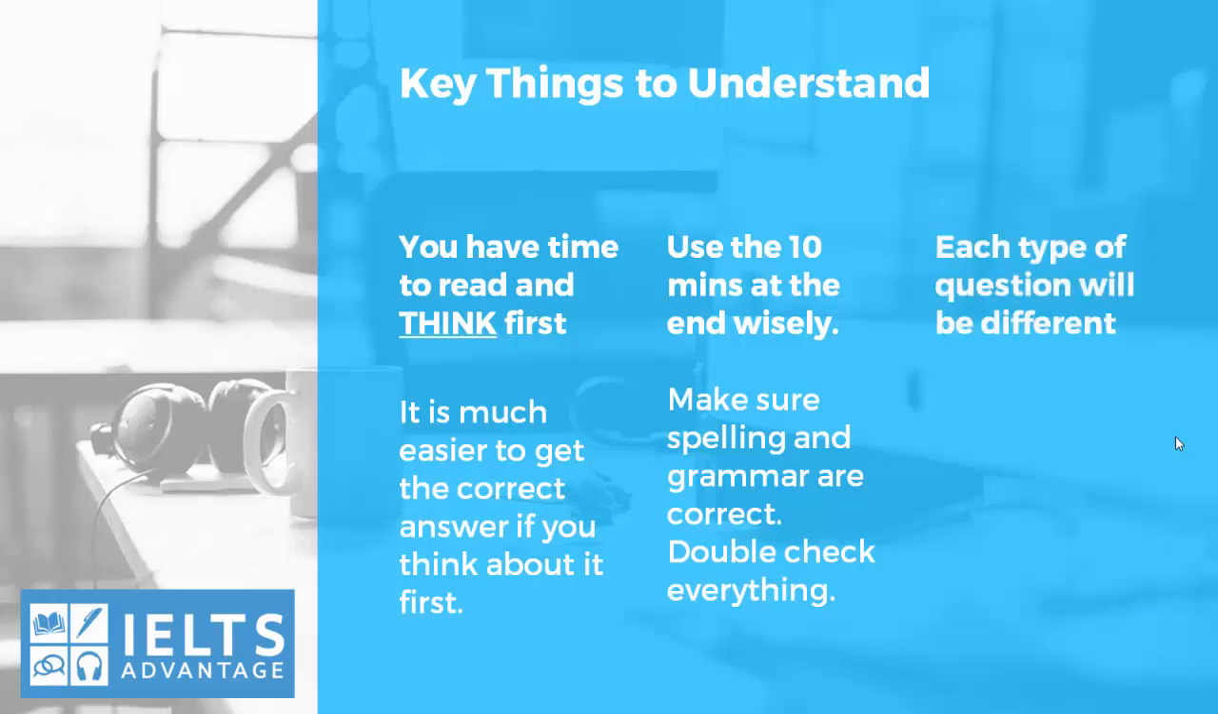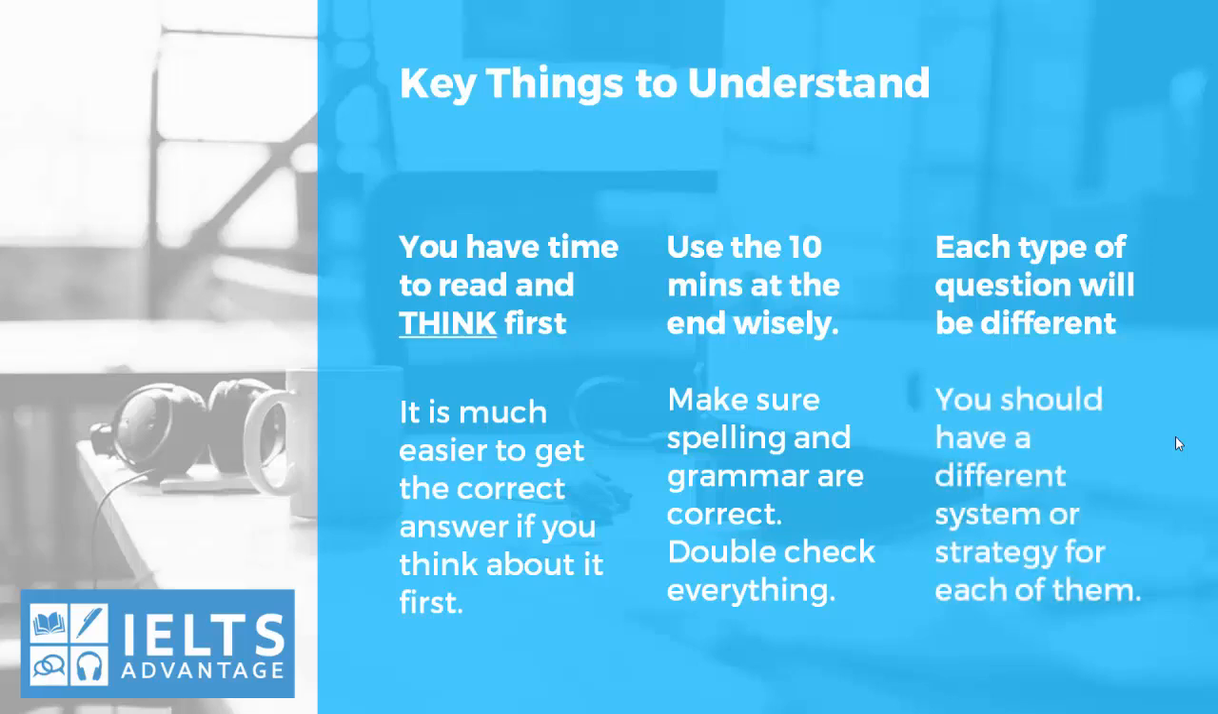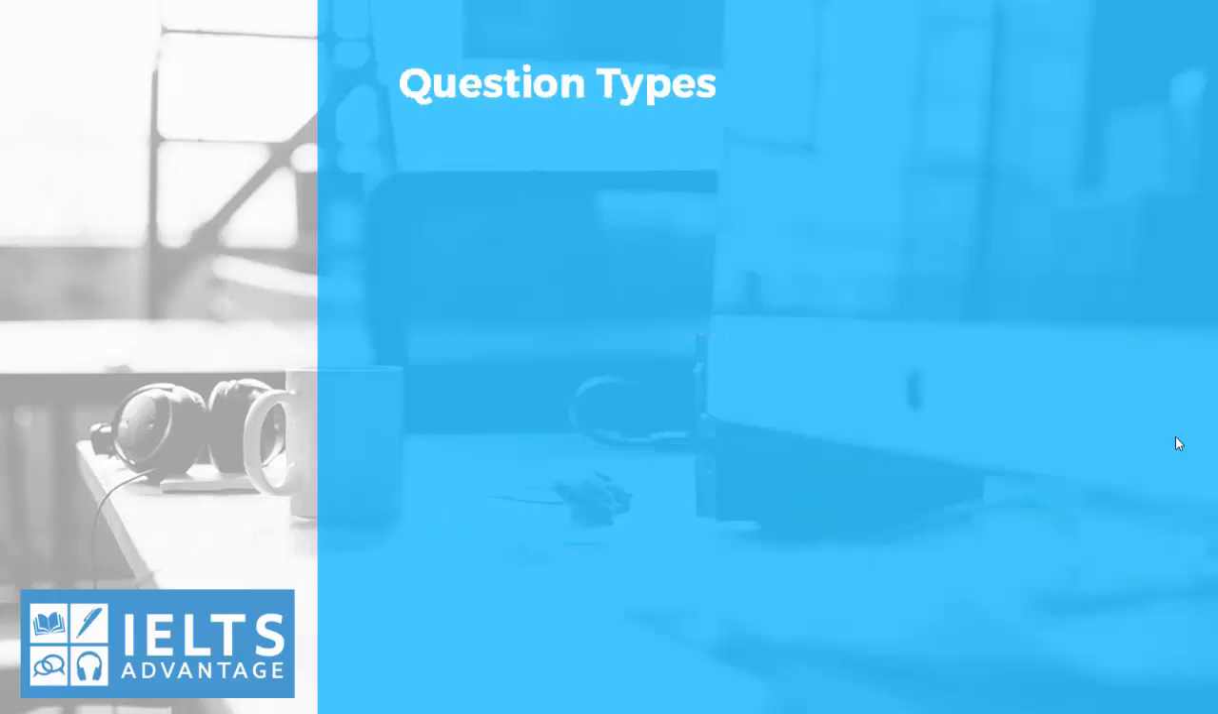Each type of question will be different, so you should have a different system or strategy for each of them. So we're going to look at the different types of question, but because the questions are all different, then you should have a different system or strategy, just like in the reading test, for each of these types of questions. So let's look at the different question types. I'm going to mention 6 different question types for the listening test. Now the reading test is different. This is just for the listening test.